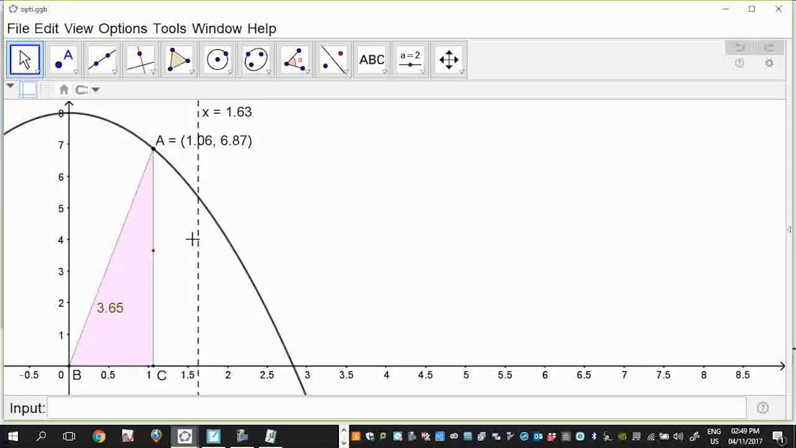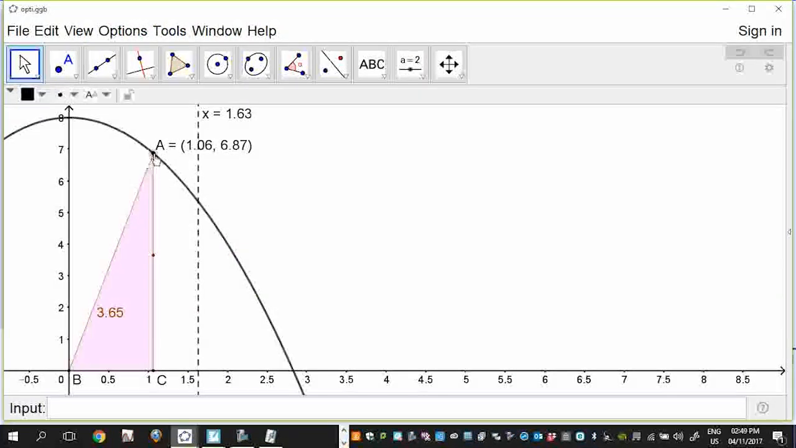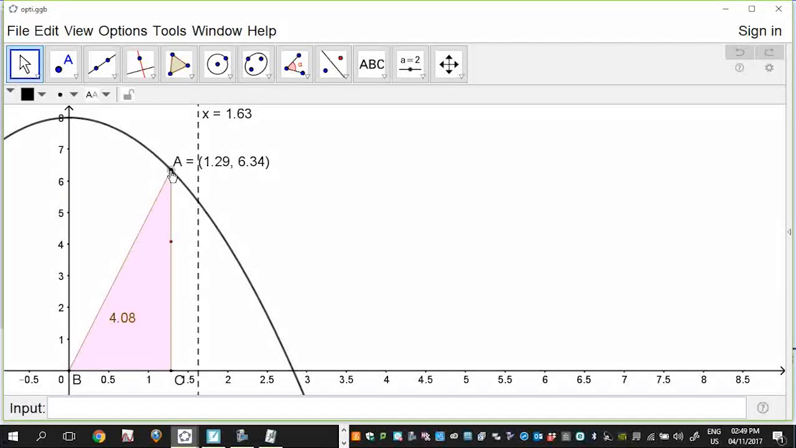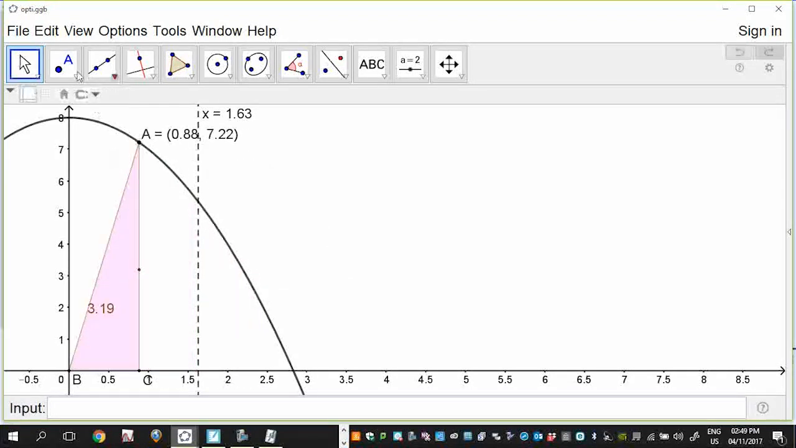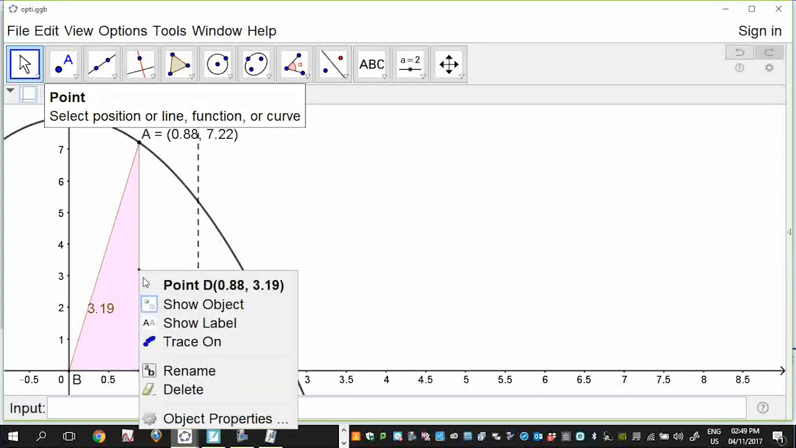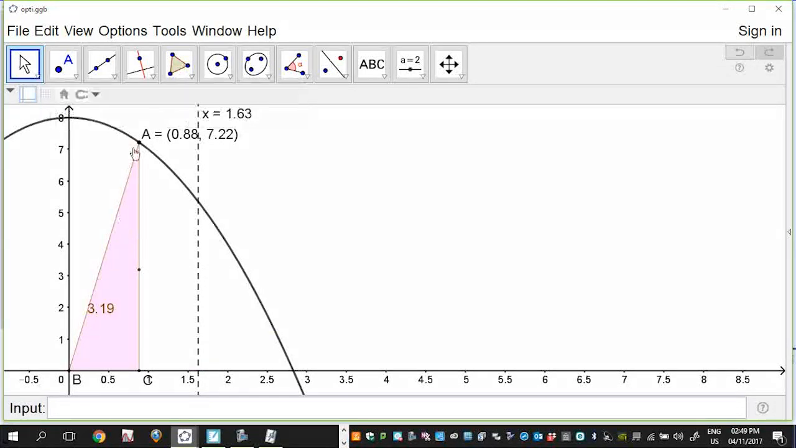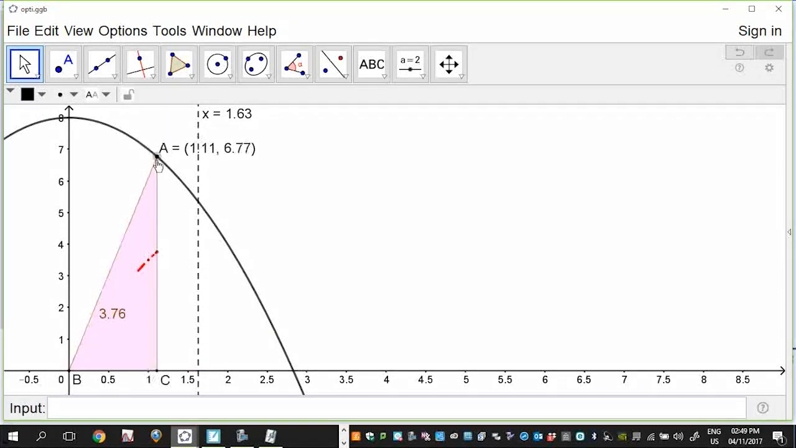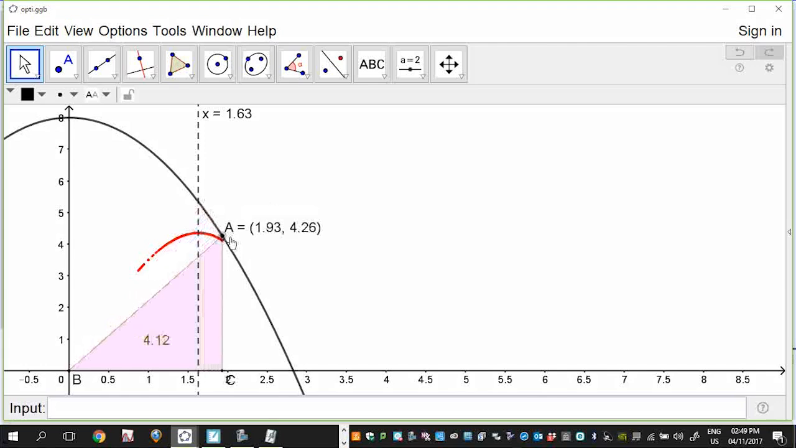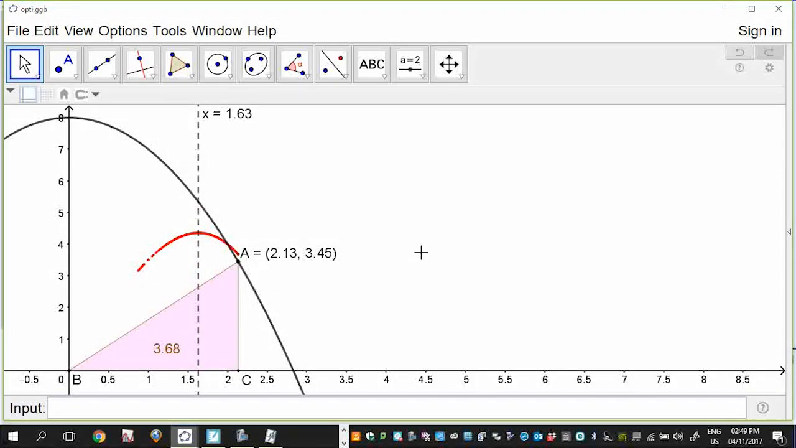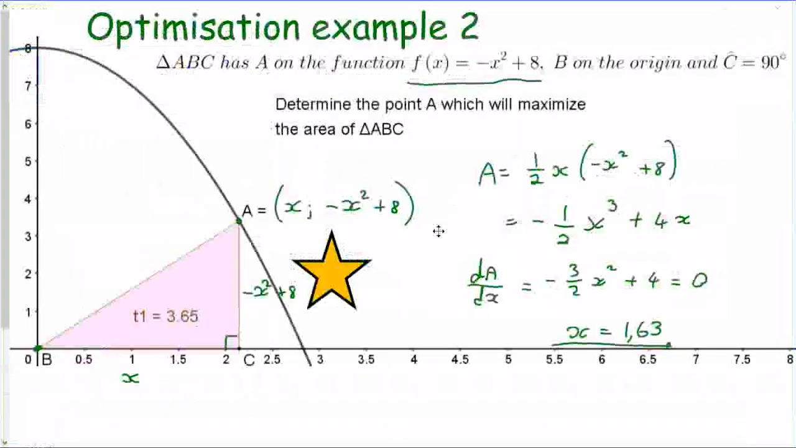And let's have a look at a little model of that. Right, so here's my triangle, and you can see that as I increase the x value, the area is getting bigger and bigger up to a point here, after which it starts getting smaller again. This little red dot that you may have noticed is actually the size of the area. So you'll see that if I trace the dot as I move this point along, the area maximizes when x is 1.63. After that, it starts getting smaller again.